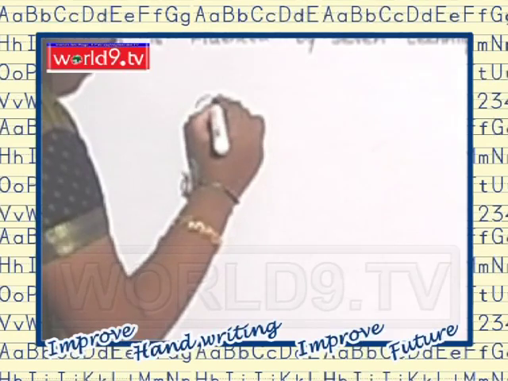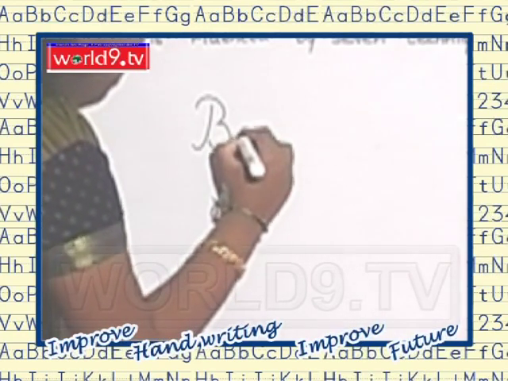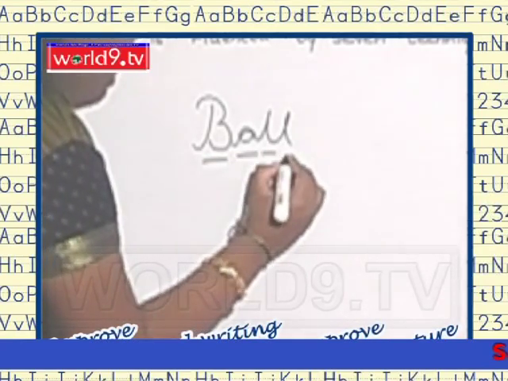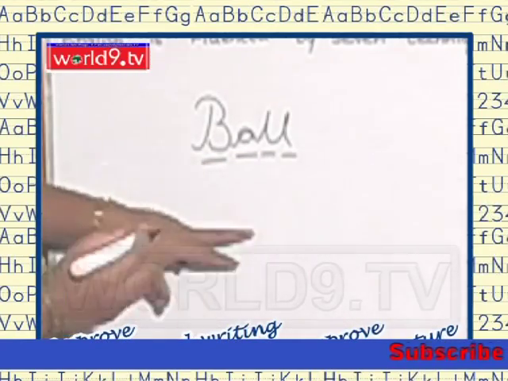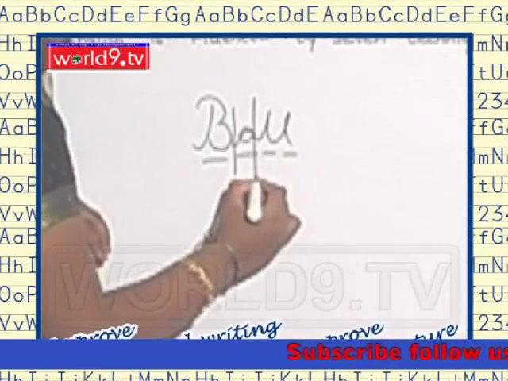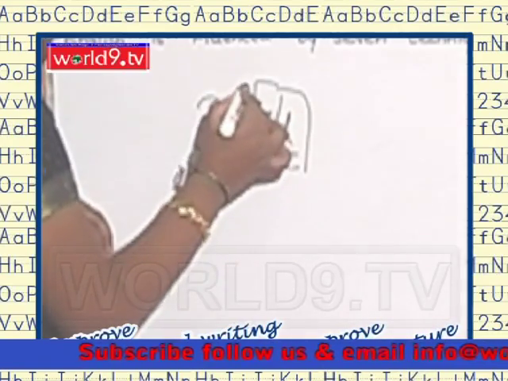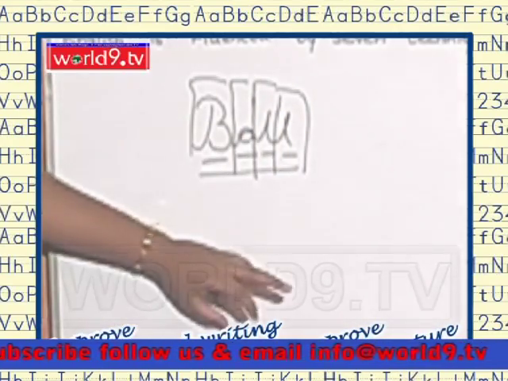Suppose we are writing the word or letter ball, meaning B, we should write it clearly. B, A, L, L. Space, we should give the space in between, and we should see that we are giving space or not. Space is most important in every letter.